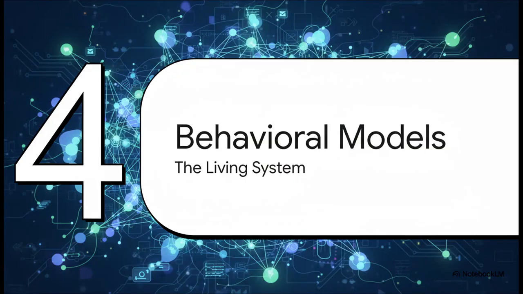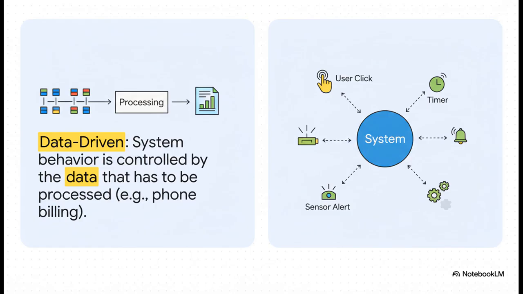All right, we've looked at the static blueprint, but software isn't a statue, right? It's alive, it's dynamic. So that brings us to section 4, behavioral models, the living system. We're now going to look at how the system actually behaves when it's running. Generally, a system's behavior is kicked off by one of two things. It can be data-driven, meaning it springs into action when a bunch of data shows up that needs processing. A billing system that runs at the end of the month is a perfect example.